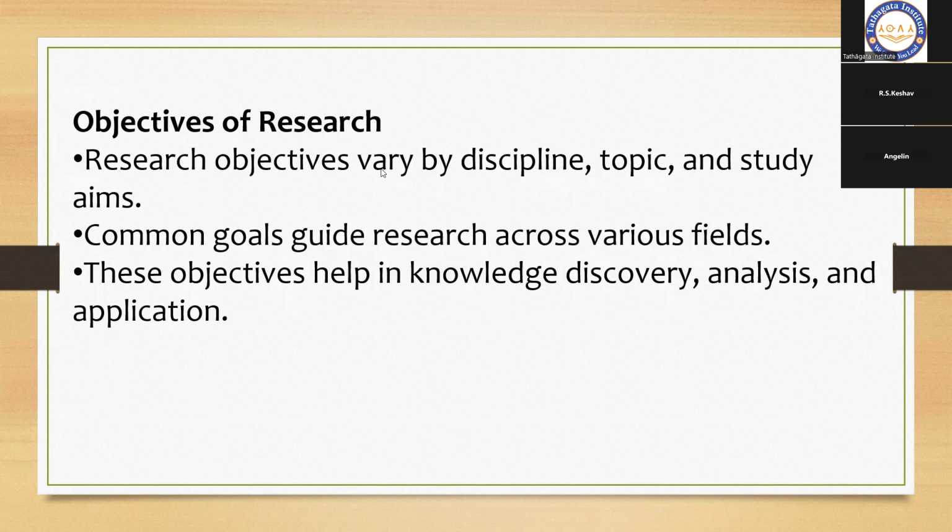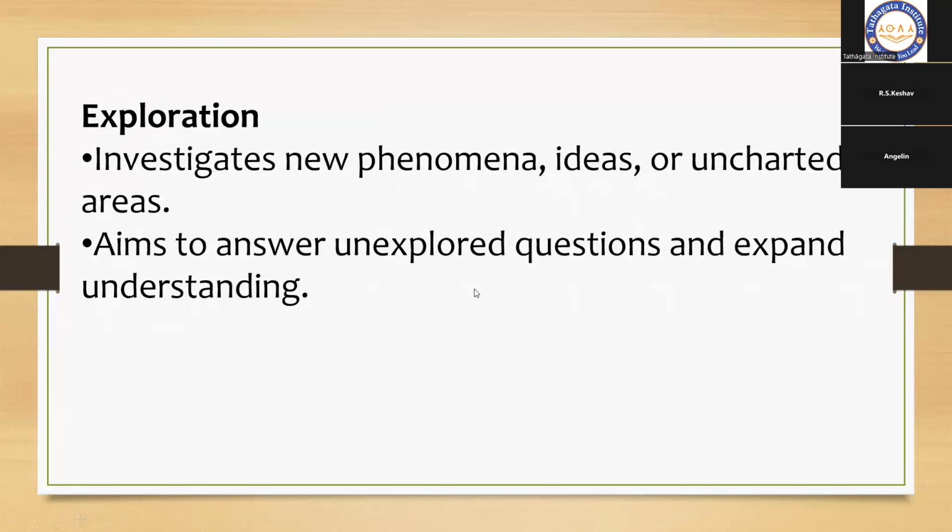What is the primary motive of one doing a research? The objective may vary depending upon the discipline that one chooses or the topic and the study aim, but there are certain common goals. Why is there an objective? The objective is to help in knowledge discovery, analysis, and application. There are certain common goals which we are going to look into in the objectives of research. The first point is exploration.